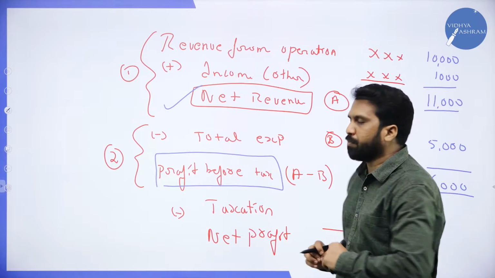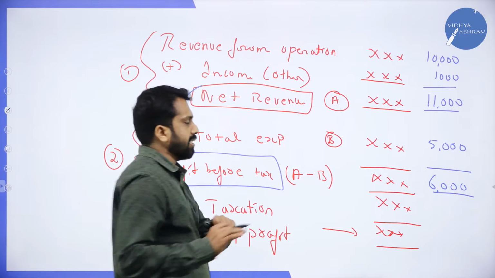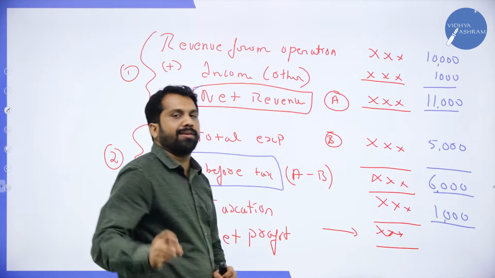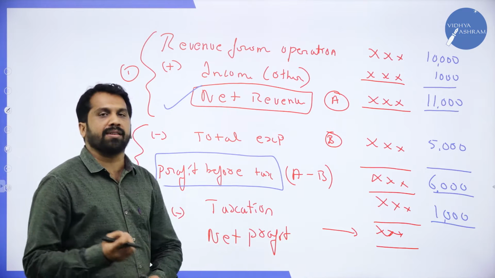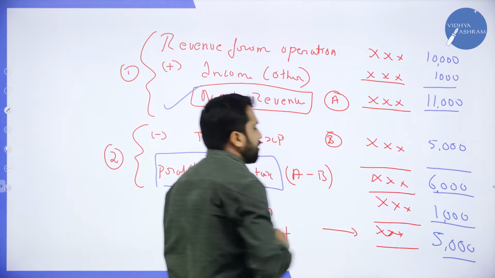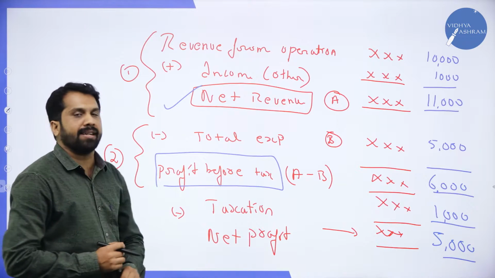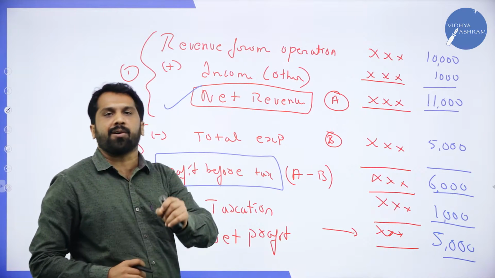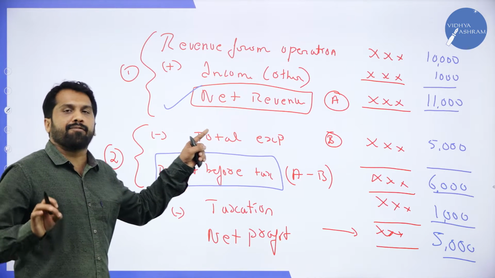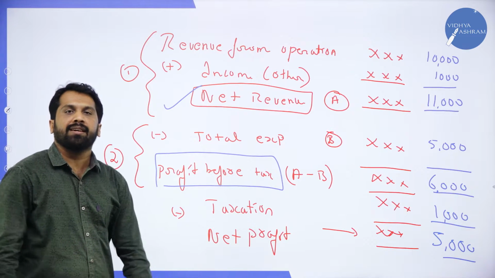For example, what is your profit now? 6,000. In the exam, they have given tax as 1,000. Now, 1,000 is your tax. 6,000 minus 1,000, how much? 6 minus 1, your final answer is 5,000. This we call net profit. After deducting expenses and your taxation, you will get your final answer called net profit. Clear? Yes. This is your complete format for financial statement analysis of P&L, profit and loss account.